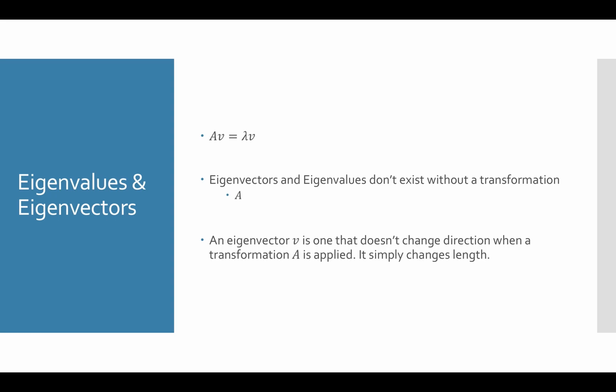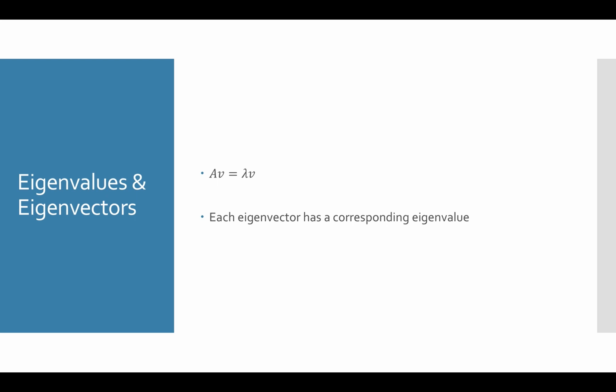An eigenvector V is one that doesn't change direction when the transformation A is applied. It simply changes length. We can see that in the equation. So that's what the equation says in English: I can apply a transformation A to this vector V, and I will get V back out, but scaled by some value lambda. It doesn't change direction, it simply changes length. Each eigenvector has a corresponding eigenvalue. So for every V for a matrix A, there is a lambda.